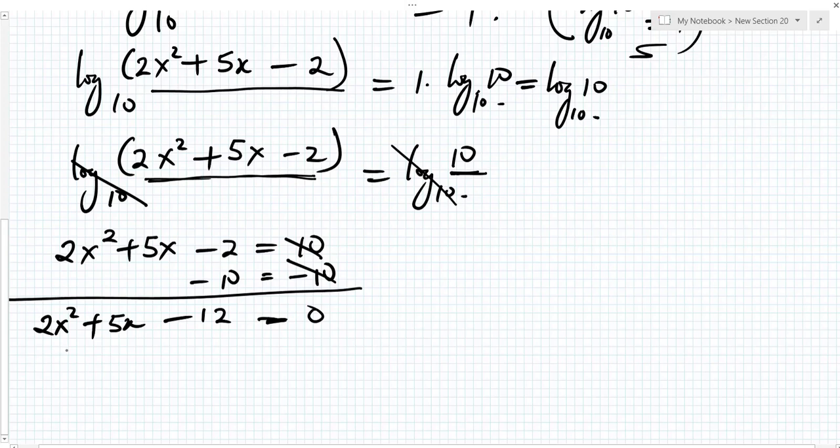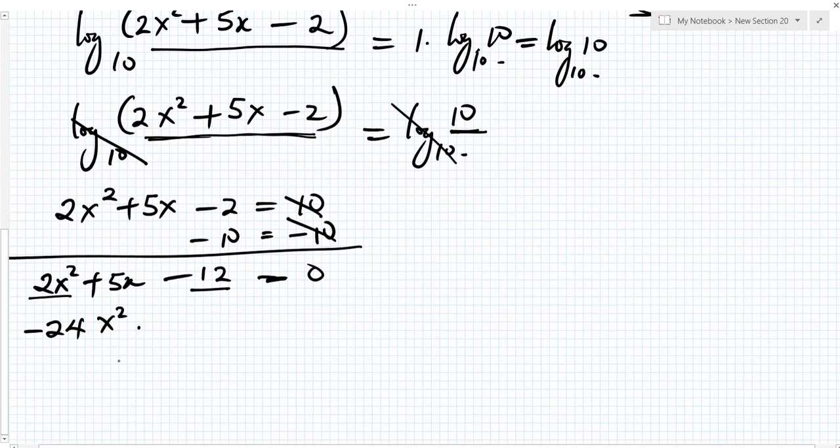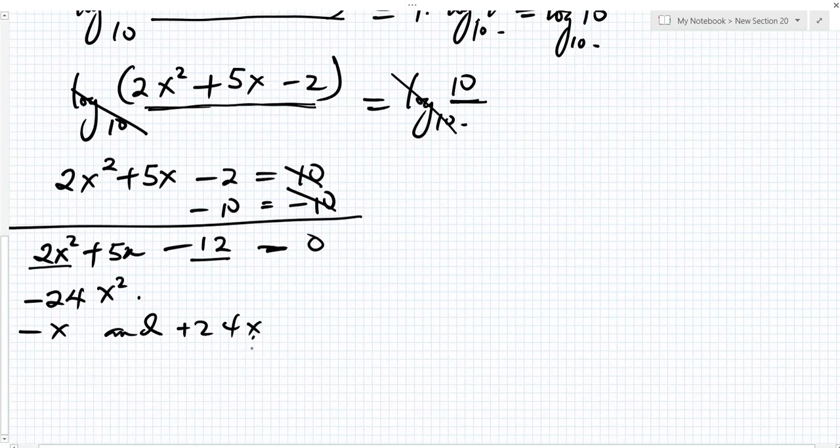So we will now use the factorization method. We will multiply the first term and the last term. If we multiply both of them, we get minus 24x². So what are the factors of minus 24x² that, when you add them, give you plus 5x? Let's start with minus x and plus 24x. This is not correct. If you add them together, it will give us plus 23x.